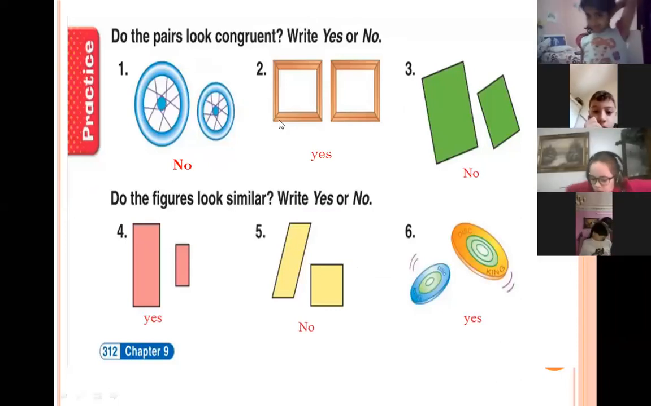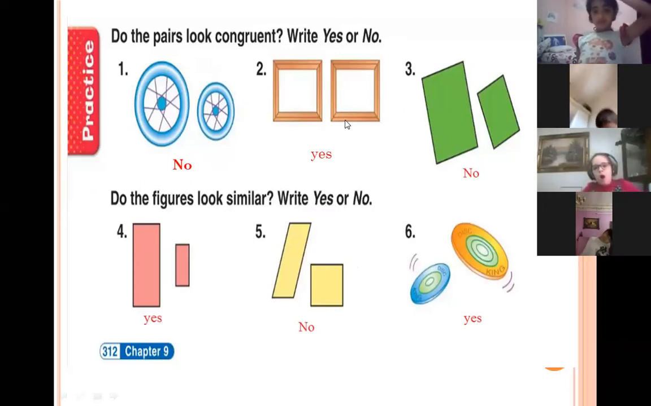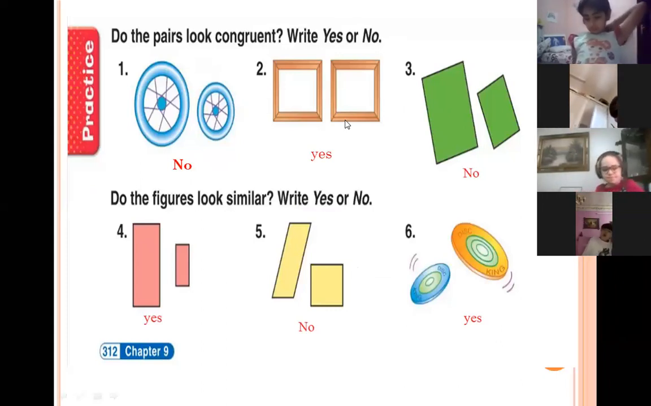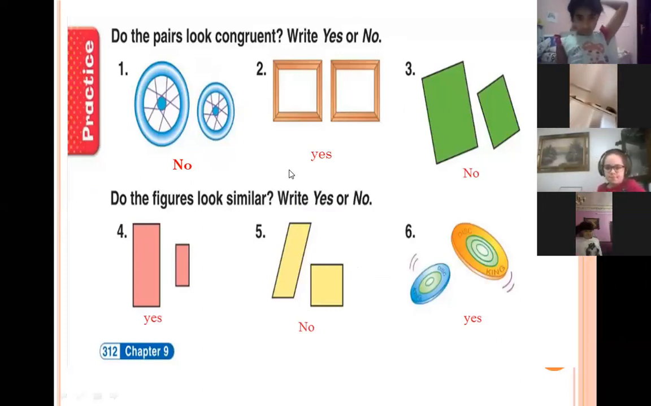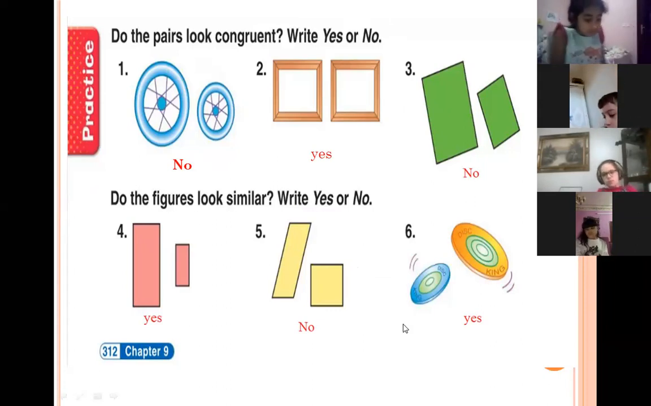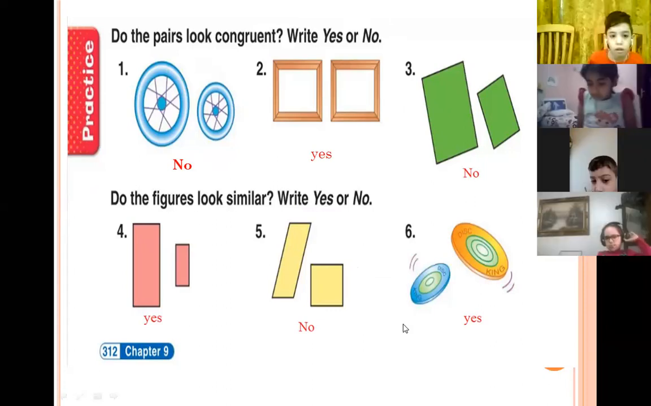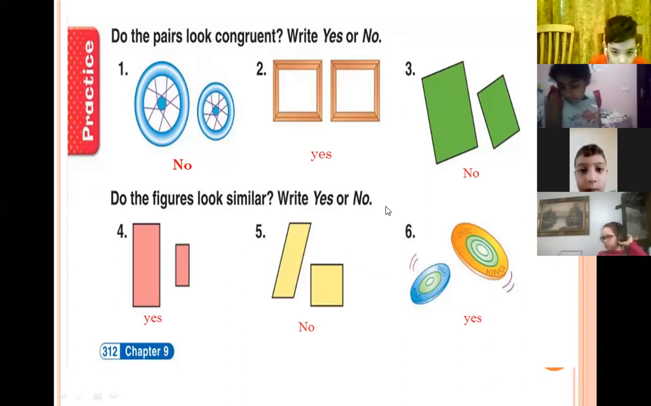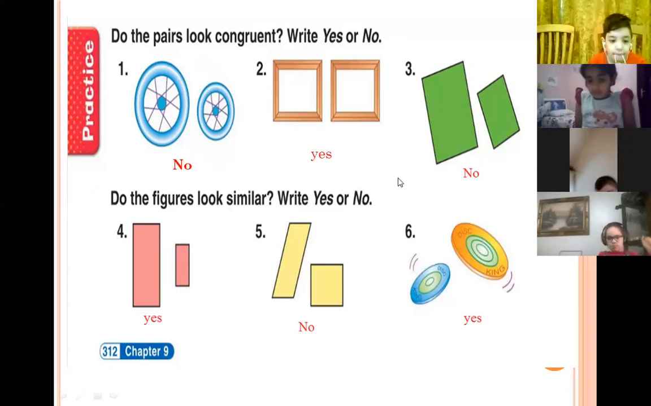Yes. Teacher, we have another page. Yes, we have another. Yalla, let's go to the second page. I will send you the answers, okay?